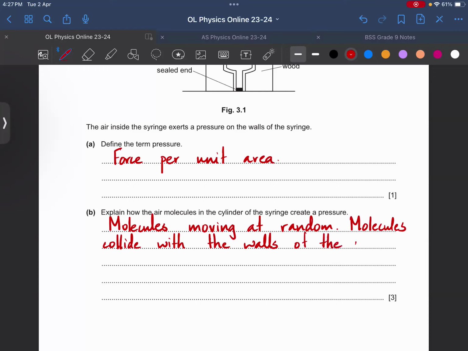अब again, this is a older syllabus question. So it might not be necessarily included in the mark scheme for this, but it could also be a question कि जैसे अब आपके syllabus में you guys have studied momentum. So the question says, explain how the air molecules in the cylinder of the syringe create a pressure and explain your answer with reference to momentum. And now you guys know that in this chapter of momentum, हमने collisions की बहुत बात की है. So molecules collide with the walls of the container. The next thing I would say is they experience a change in momentum.